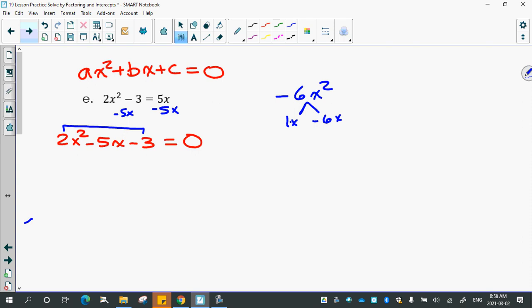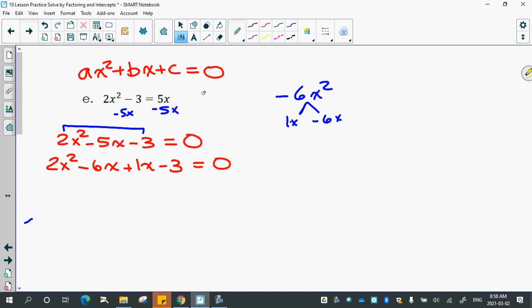Yes? So then we write out the first term, the 2x squared, and ask ourselves, what has more in common with 2x squared, 1x or negative 6x? And knowing that 2 goes into 6, I choose to put the negative 6x next. Okay? And then the positive 1x, and then the minus 3, and then the equals 0.